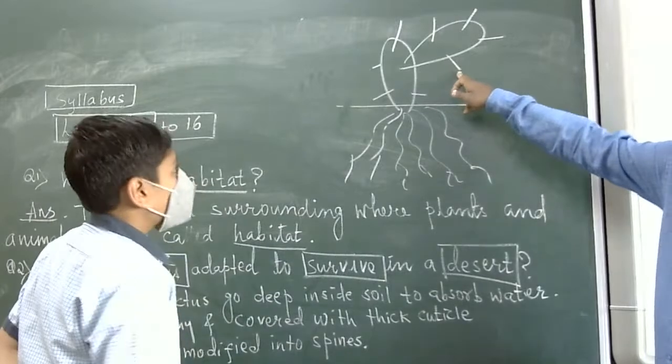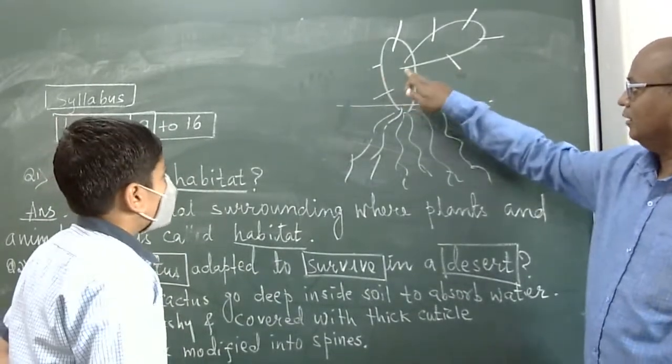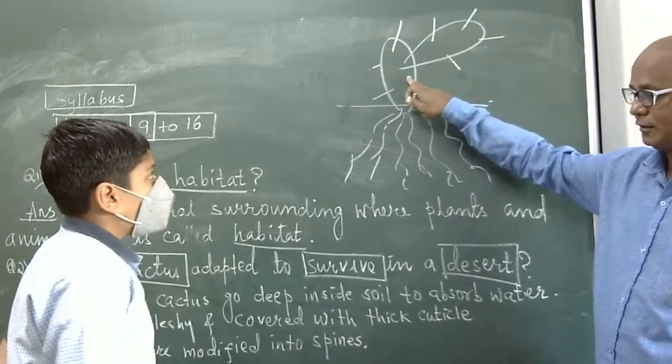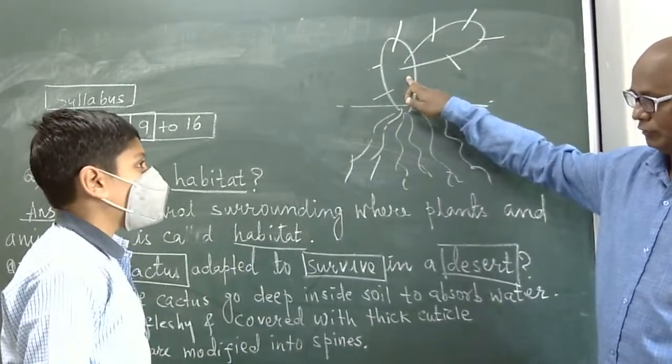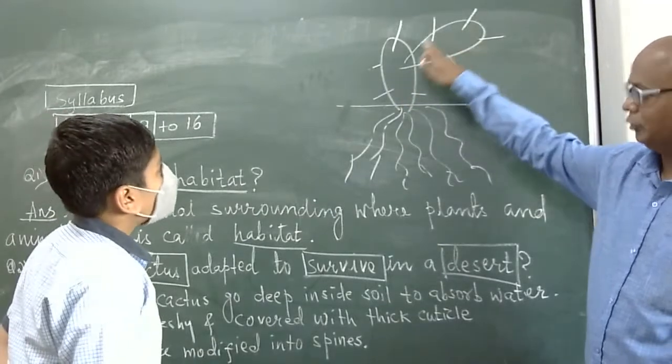Leaves are there? No. What are spines? Their spines. Spines? That is a specific feature. Okay. How are the stems? Thick and fleshy. Okay, covered with cuticle.